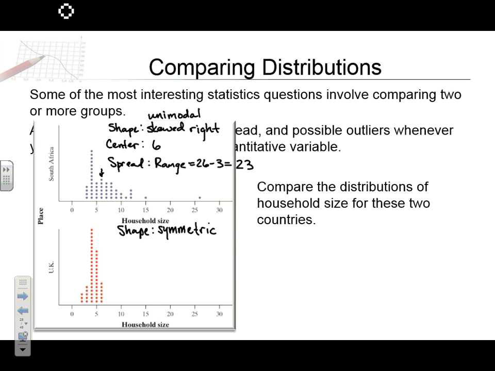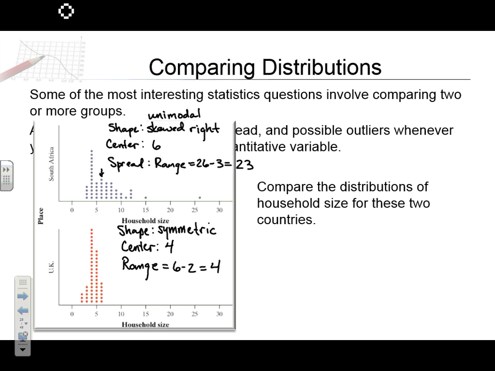Okay. Same thing for the UK. If we look at the center, it appears to be probably right here at 4. So about 4 people per household with a range of what? Actually probably 6 minus, probably goes to 2, so 6 minus 2. So with a range of 4 people per household.